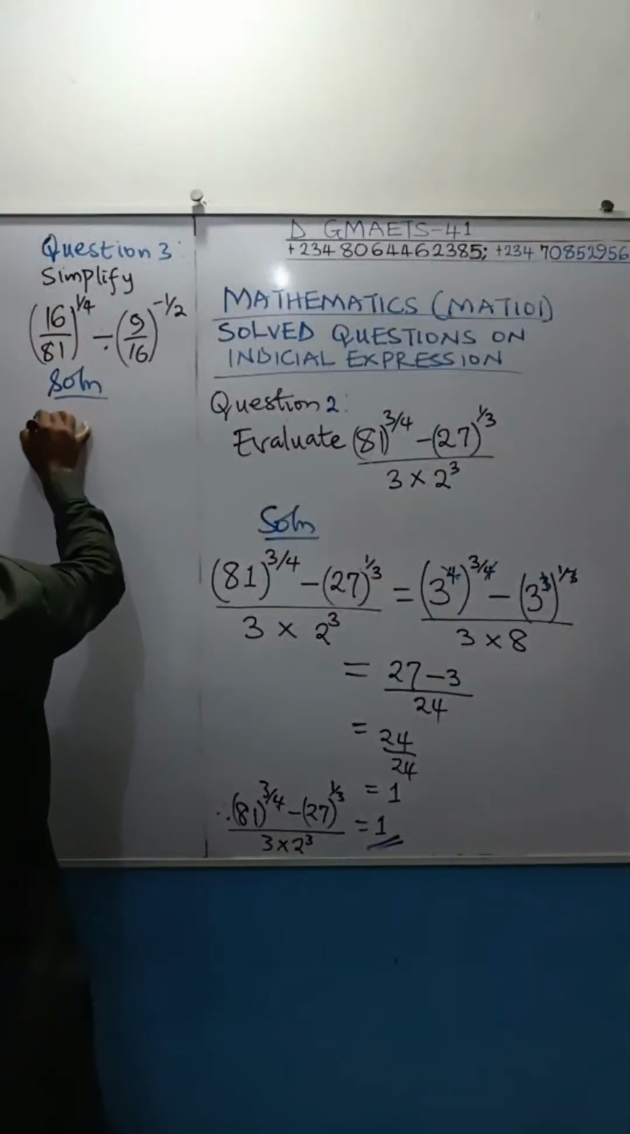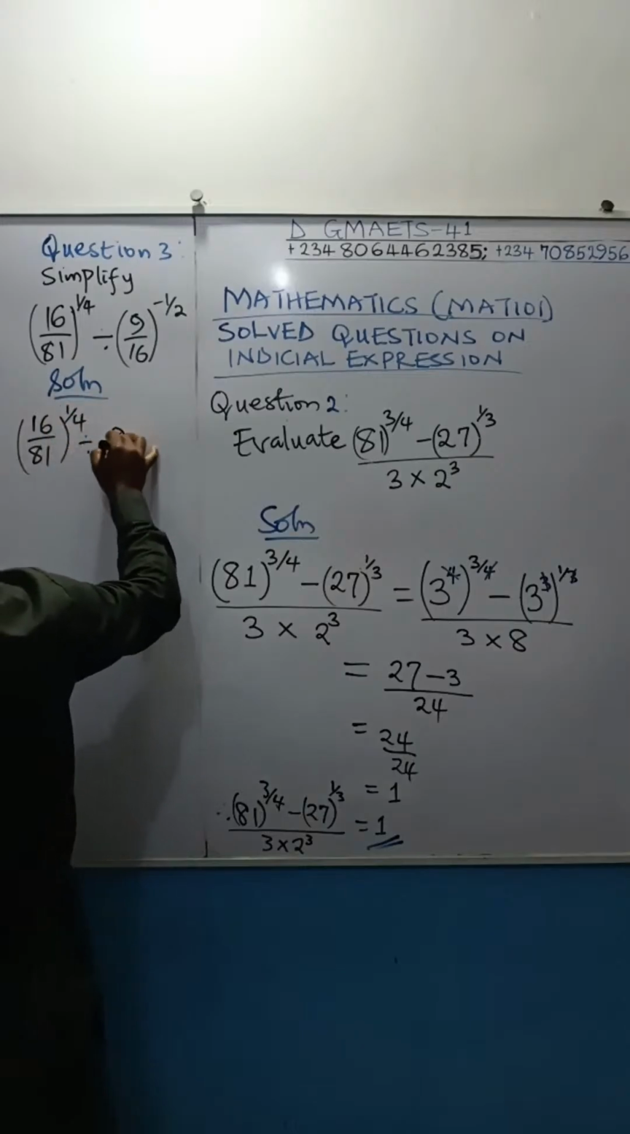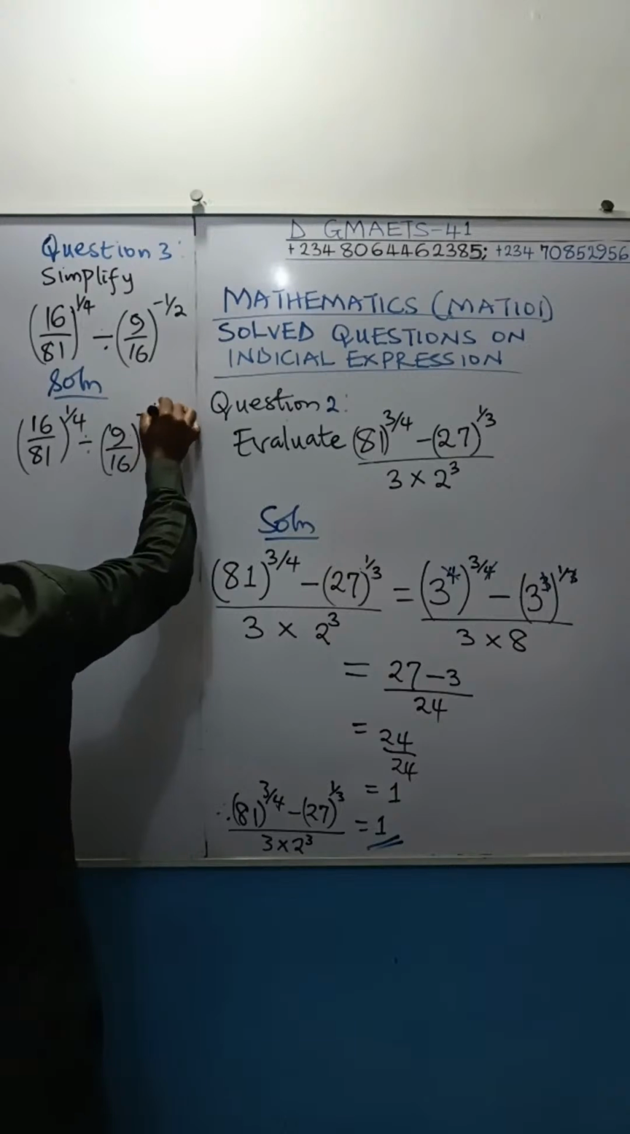This is 16 over 81, all to the power of 1 over 4, divided by 9 over 16 to the power of minus 1 over 2.